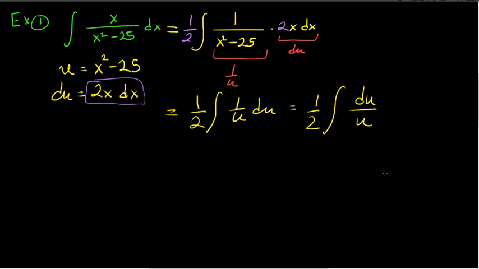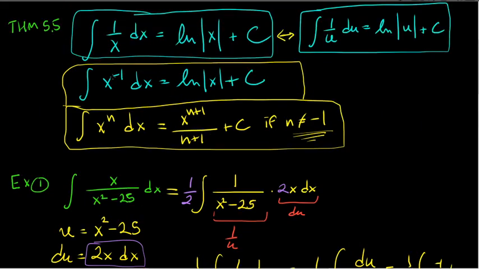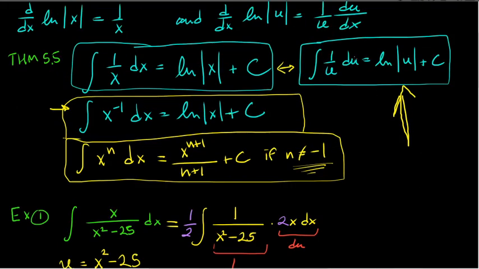Or if you prefer, you can write 1/2 the integral of u to the negative 1. But you're not using the power rule, you're using this rule here. Or actually, you're using this rule here because it's a u instead of an x. But there it is. It's the natural log of the absolute value of u.